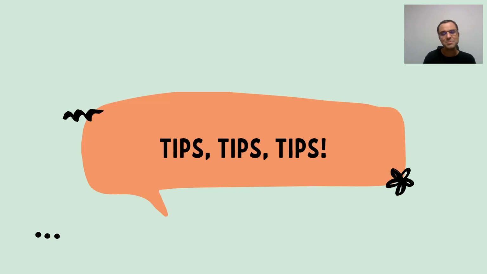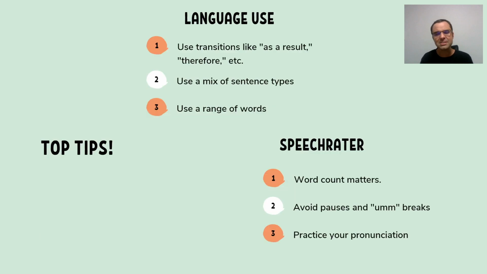I'll give you a few tips before we close out because I can't resist. First off, tips about language use. You want to use transitions like as a result or therefore, moreover, in addition. I don't put these in the template because you kind of have to use them naturally as you add details. You can't really force them into the template, but just try your best to use them as much as possible. The human rater is looking for them, and even the speech rater is looking for them.